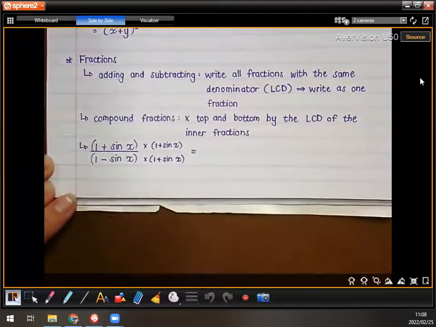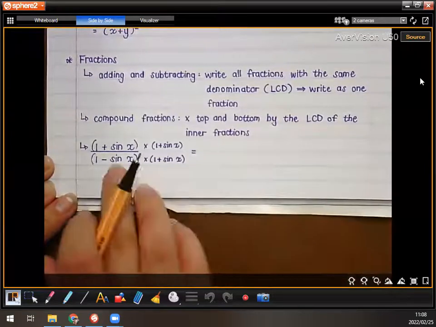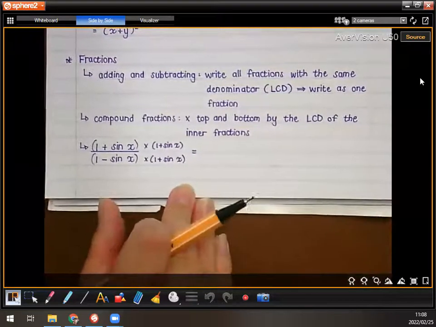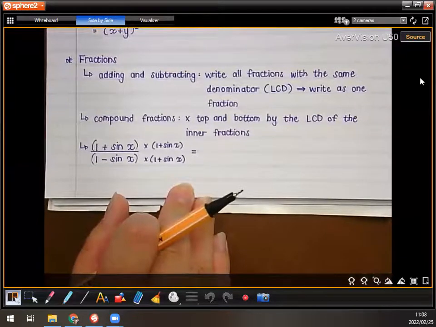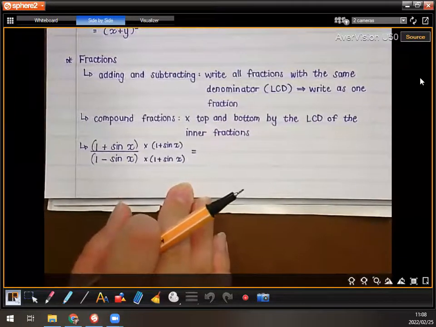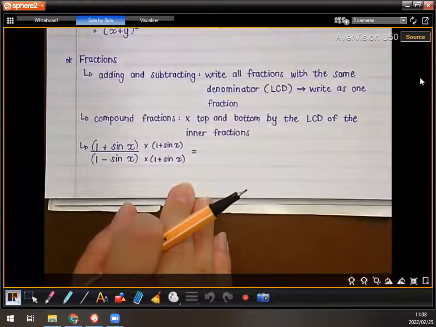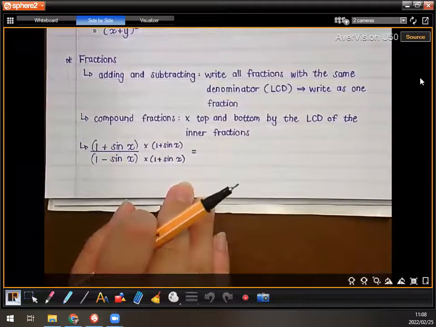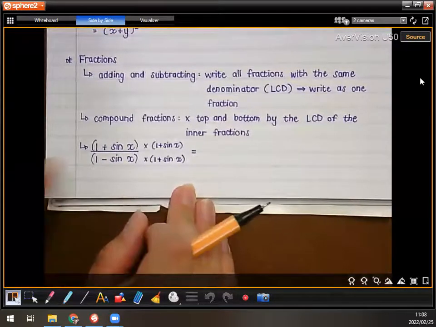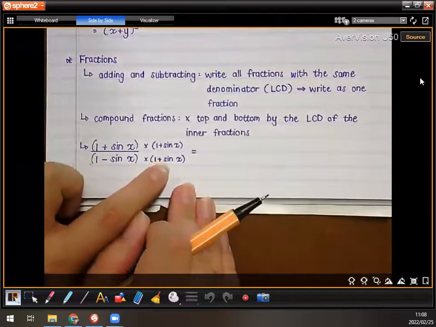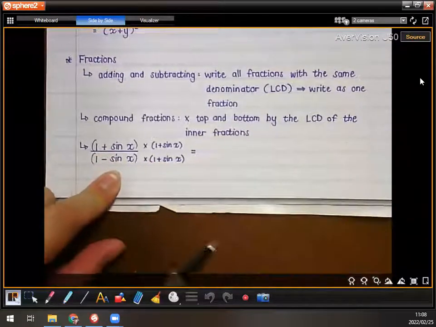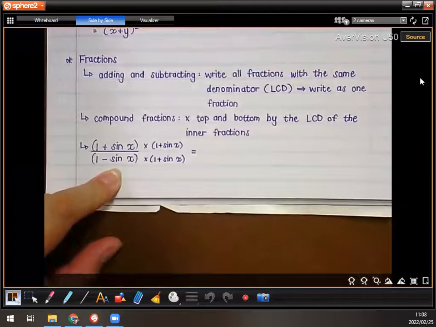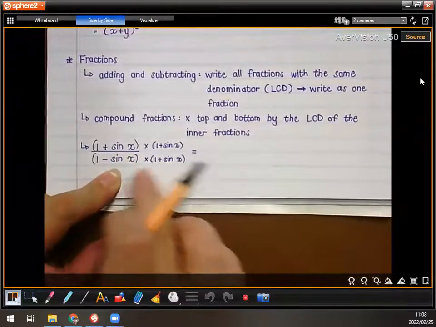You could do 1 minus sine x, but usually the equations are set up in such a way that if you multiply by the conjugate, it will get you to what you're supposed to go to quite quickly. But yes, it would also work if you multiply by the same. It would give you something to do. The conjugate of the denominator.